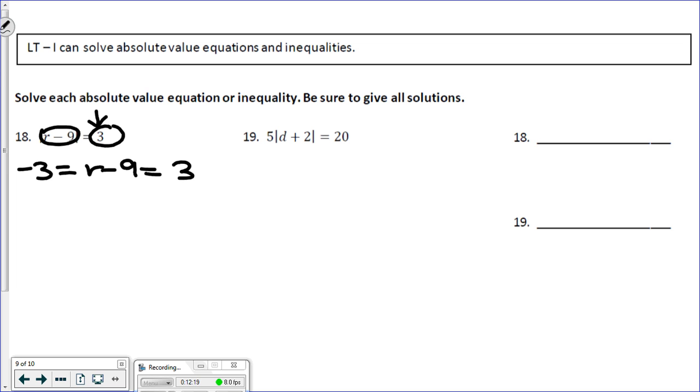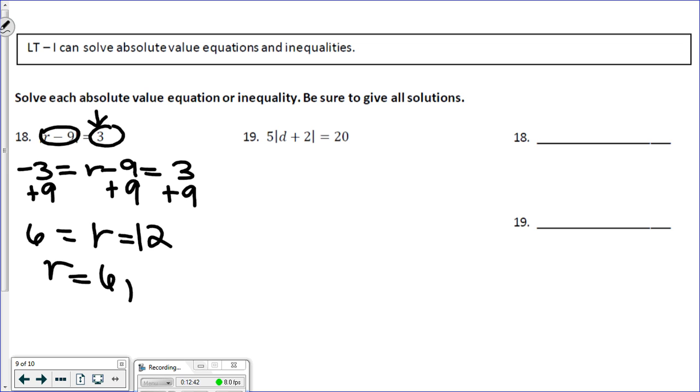So now we're going to solve this. What you do to one side, you have to do to the other 2 sides as well. So we're going to add 9 to start to isolate the r. So we get 6 equals r equals 12. We're done. We have 2 exact answers for this because it's an equation, because it has an equal sign. So r can equal 6 and 12. Not positive or negative 6, not positive or negative 12, just 6 and 12.